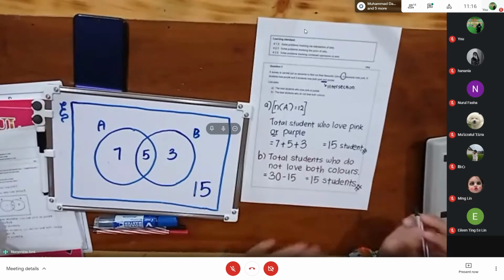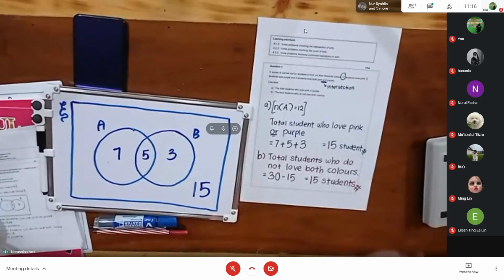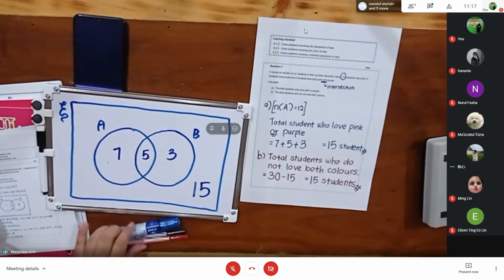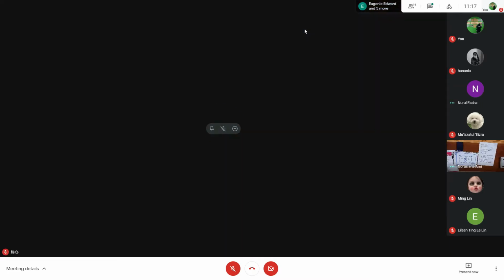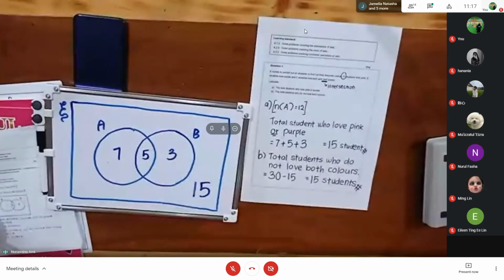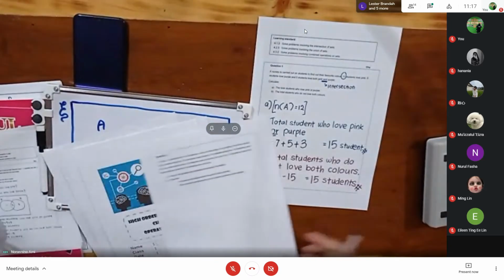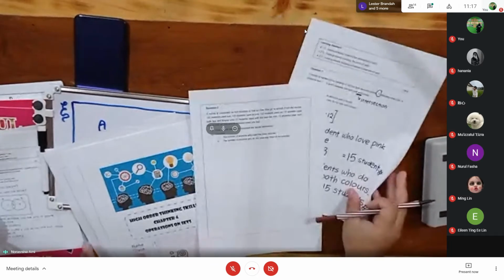Okay, this is the answer for question B. Do you understand? Semua orang faham tak? Yes. Great. Faham. Okay, this is easy level of question. Next, we do question number 2.